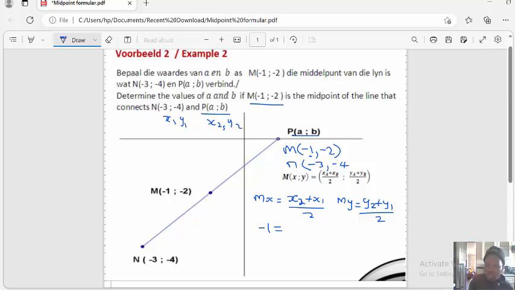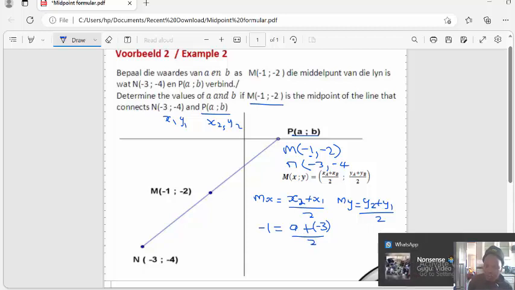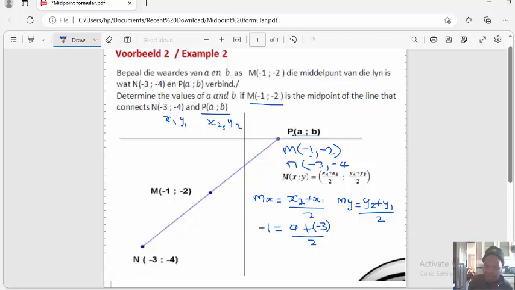So what you do is just start replacing or substituting into the formula. So for my x2, I have A. Remember, this is the point I'm looking for. And for my x1 plus, I have -3. Let me just put -3 into brackets. So this all over 2, right? And for my right hand side, I have my m y, which is -2.